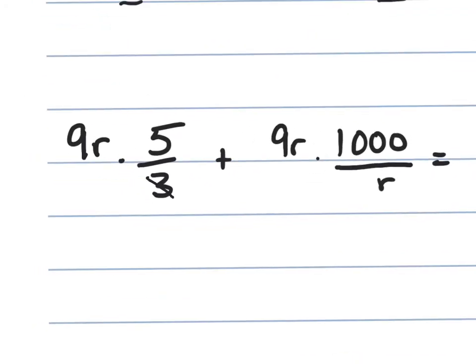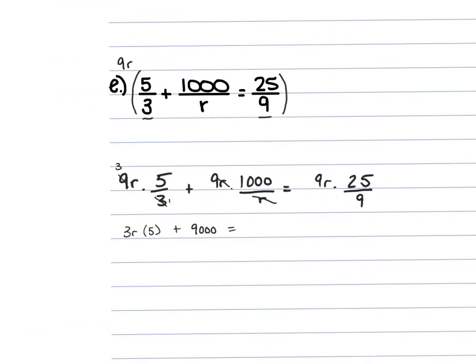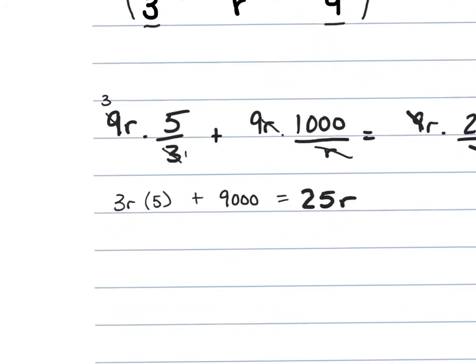So 3 goes into 3 once, 3 goes into 9 3 times, leaving 3r times 5 for the first one. Plus, this r is going to cancel out with this r, and 9 times 1,000, I think I can do that in my head, that's 9,000, is equal to 9 cancels out with 9, leaving just 25r. All right, so we've got 3r times 5, which is 15r, plus 9,000 is equal to 25r. All right, what do we want to do next?